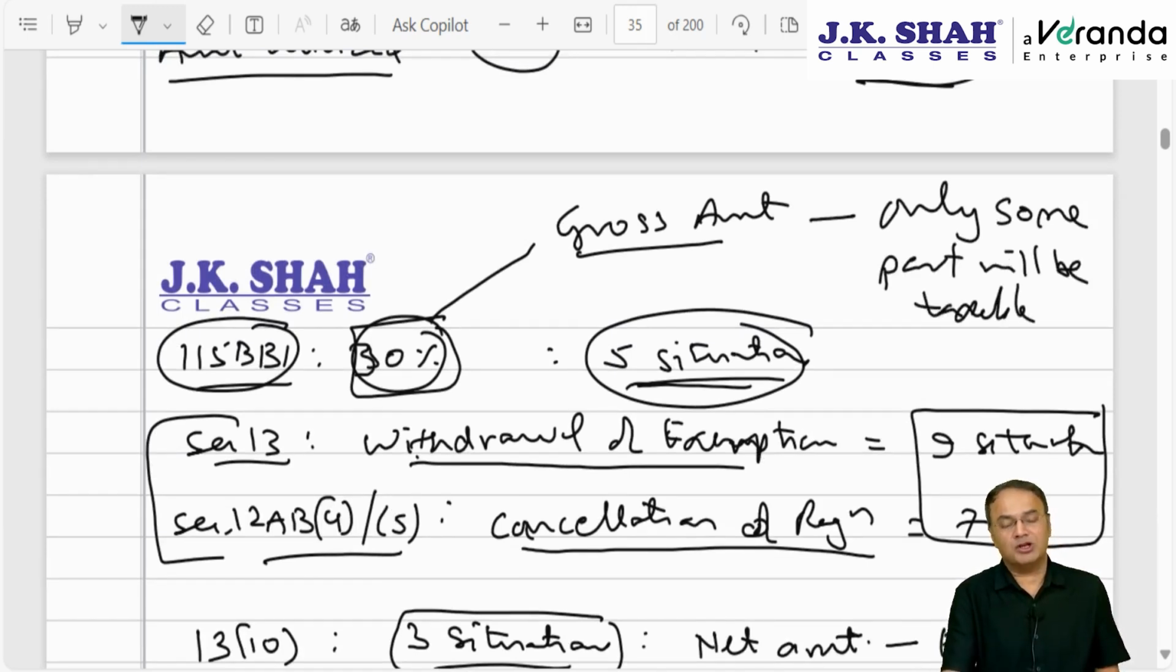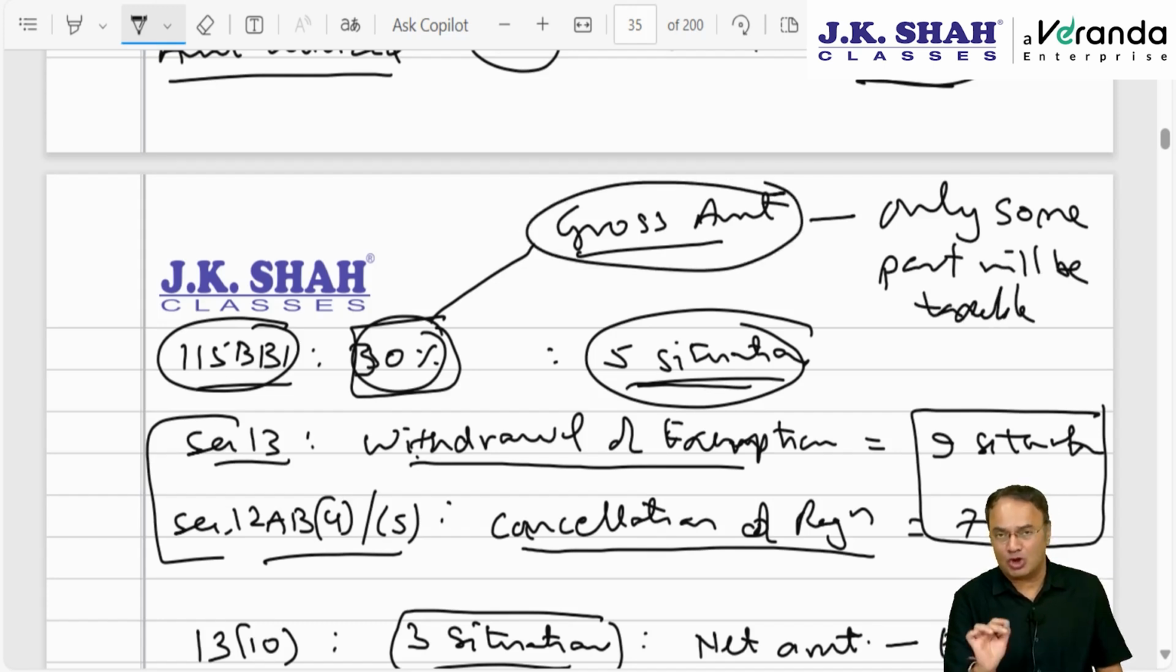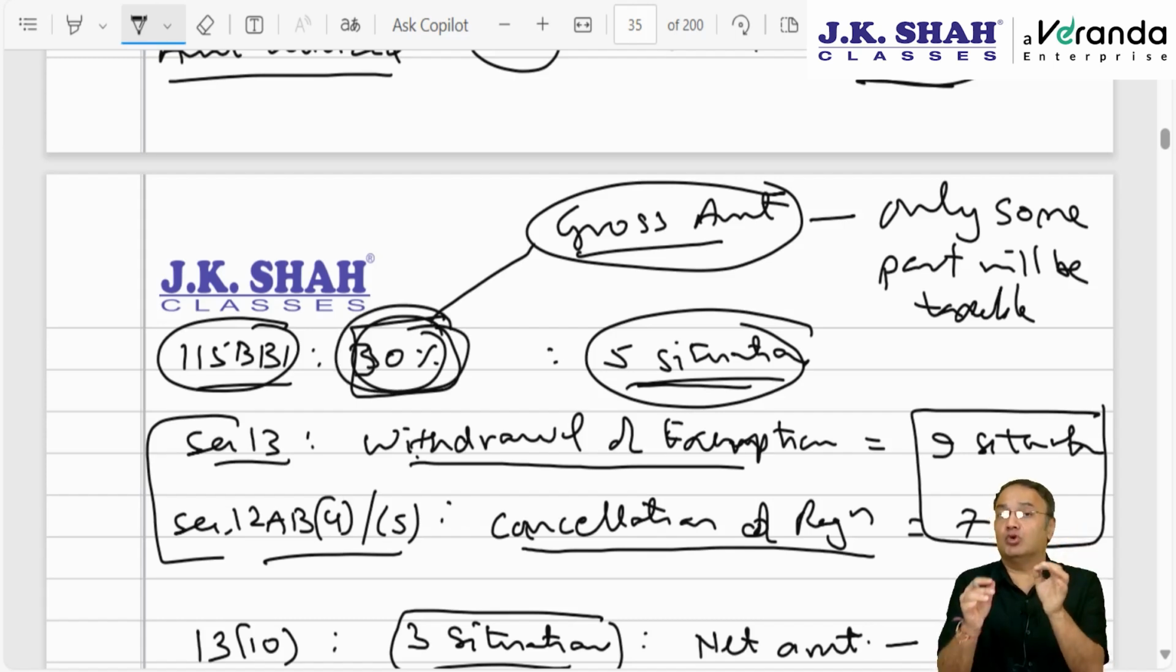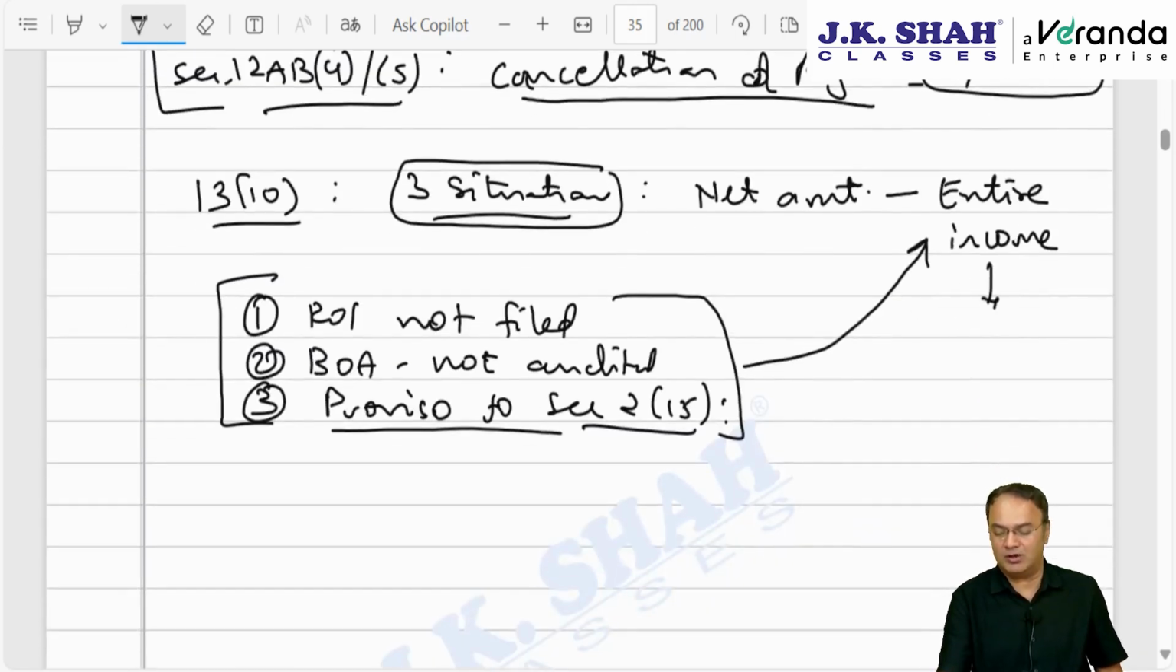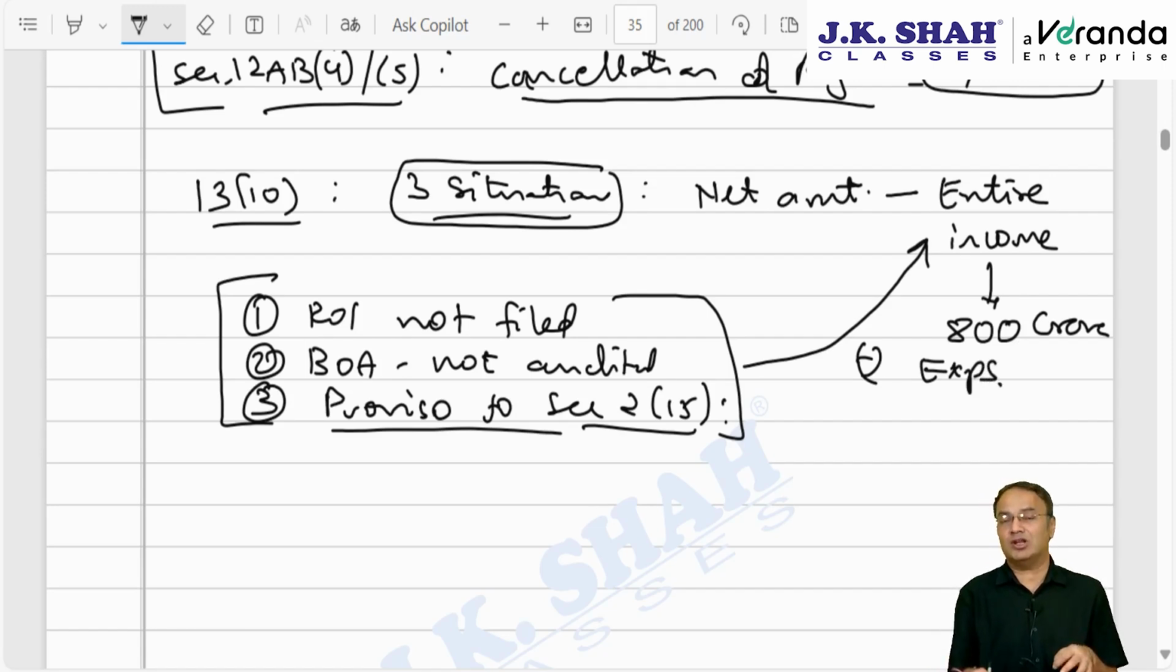But 2 punishments. Number 1, expenses will not be allowed, gross amount will be taxable, and second punishment is it will be taxed at a flat rate of 30%. But only that much amount, 10 lakhs will be taxable. And in these 3 situations, entire income, that is 800 crore will be taxable. But entire 800 crore will not be taxable, minus expenses incurred to earn income will be allowed. Provided it is not a capital expenditure, it is not from loan or borrowing, it is not from corpus donation, and it is not in the form of depreciation on that asset whose cost of acquisition is already claimed as an application of income.